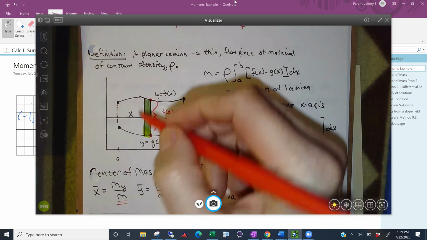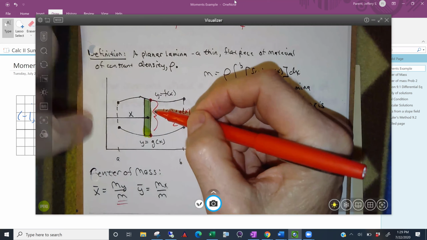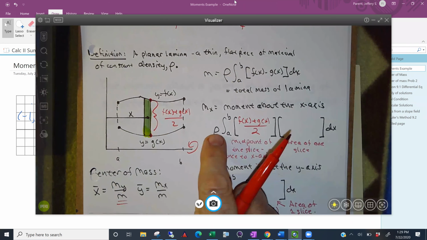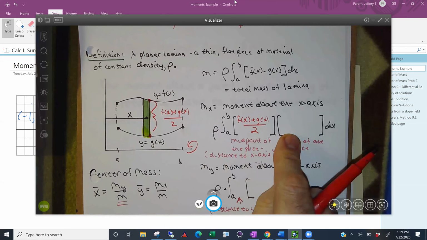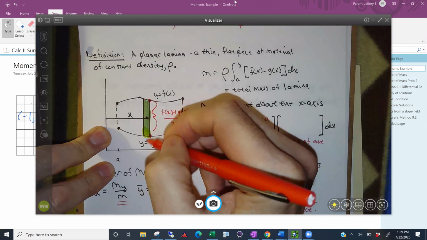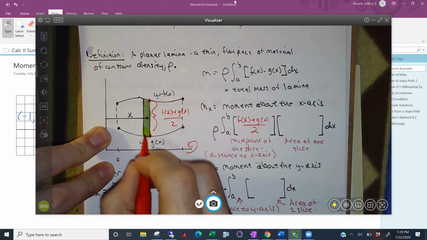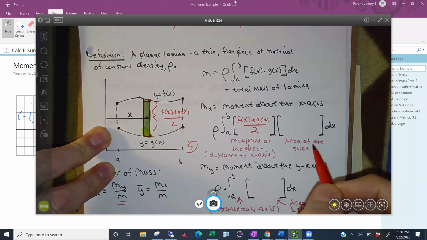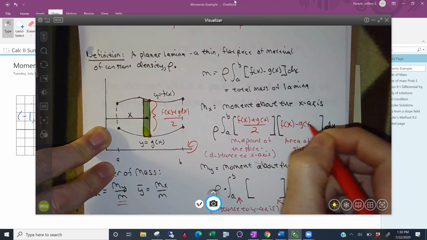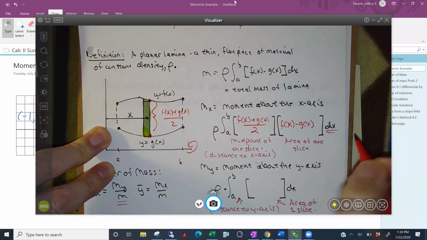Okay, so that's where the force is felt. But how much force do we have? Well, the force you have is really a constant, which is the density times the area of that plate. So what's the area of that plate? Good question. The area of that plate is simply going to be the height times the width. Height is going to be f of x minus g of x, and the width is going to be your dx term, as always.